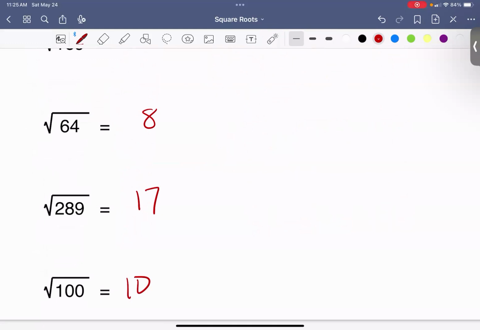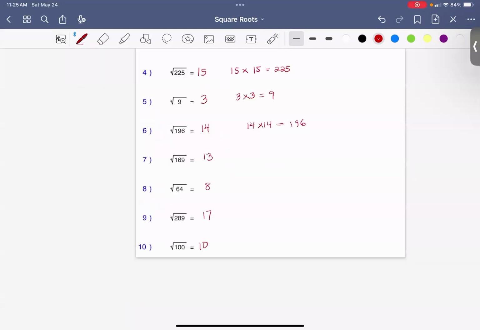So you want to know the square roots up until around 20. So 20 times 20 is 400. So you want to know the square roots from 400 downwards. You could always use your calculator, and that is an option for you to use.